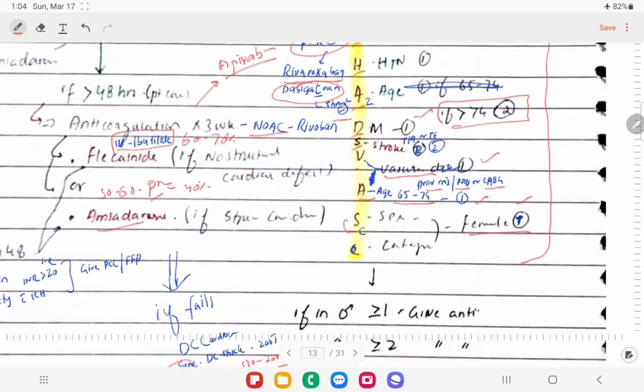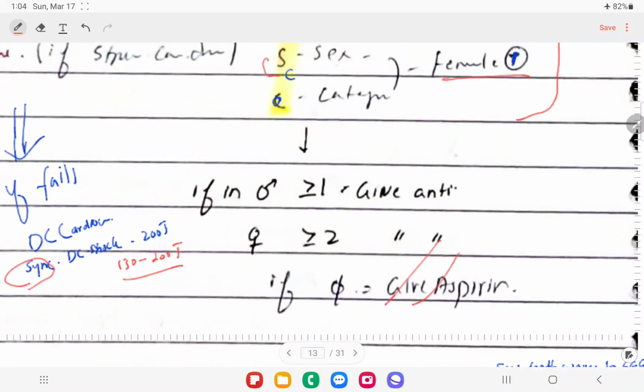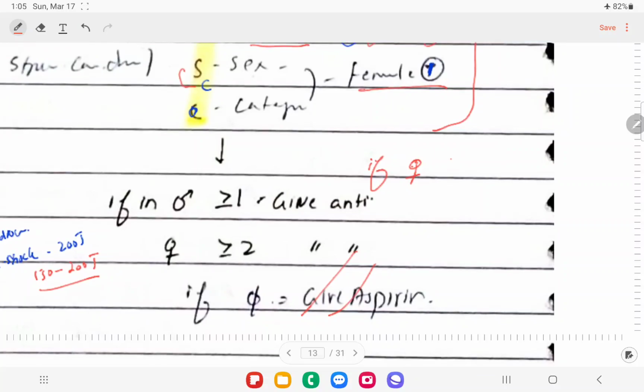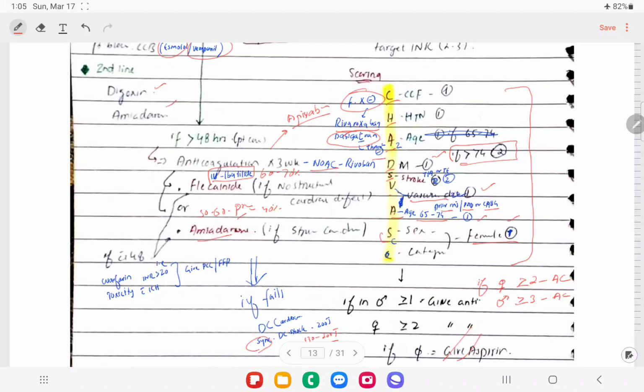This is the previous guidelines. Now the guidelines say that if a female patient is having a score of more than or equal to 2, we have to give anticoagulation to these patients. If a male patient is having a score of more than or equal to 3, we have to give anticoagulation to these patients, right? So that's all about atrial fibrillation, right?